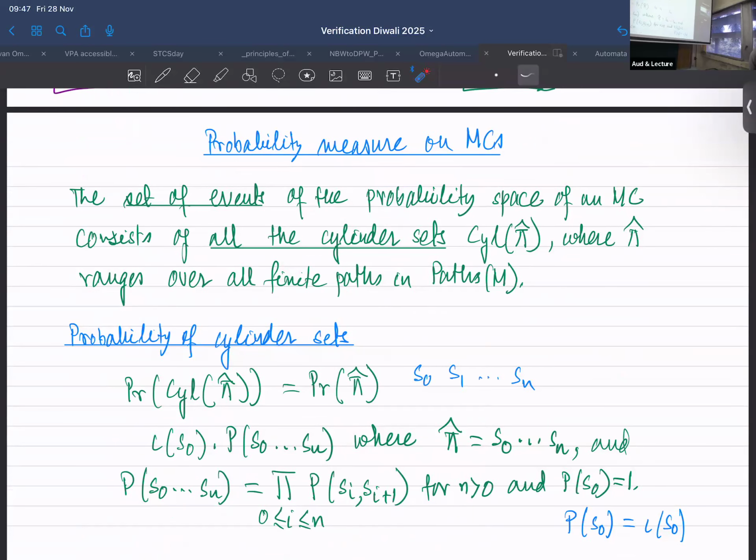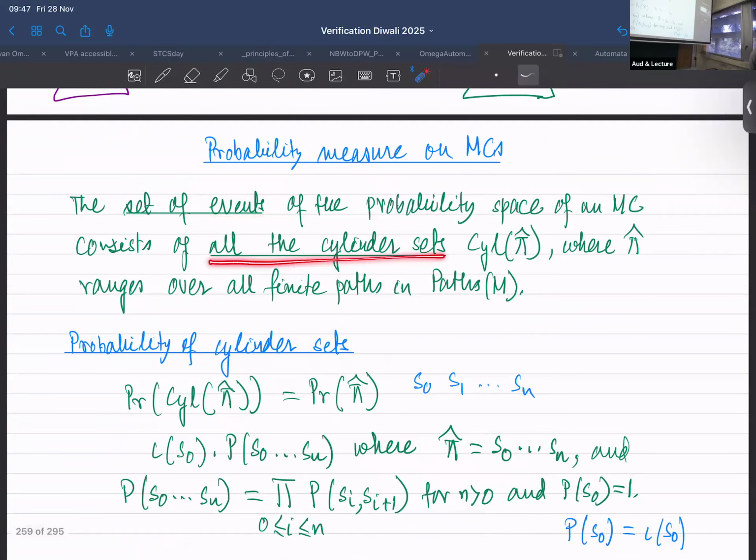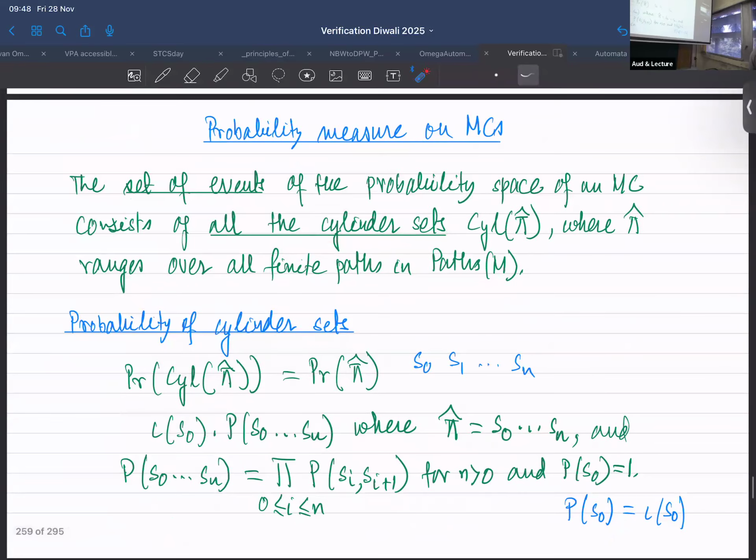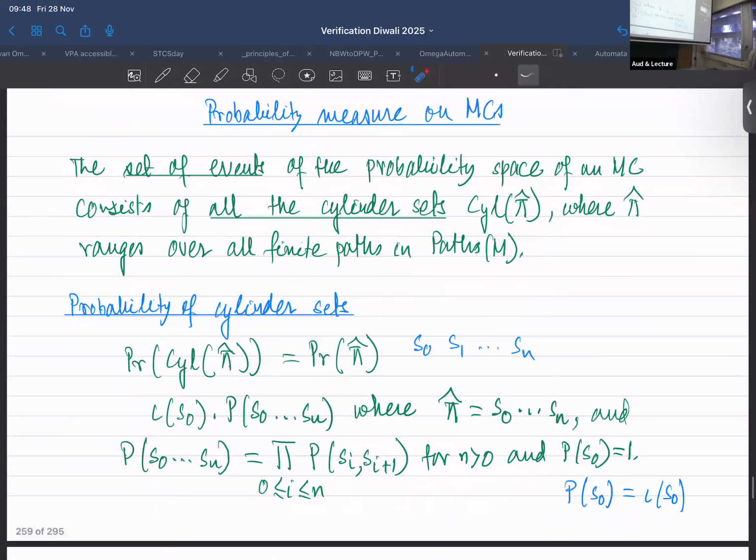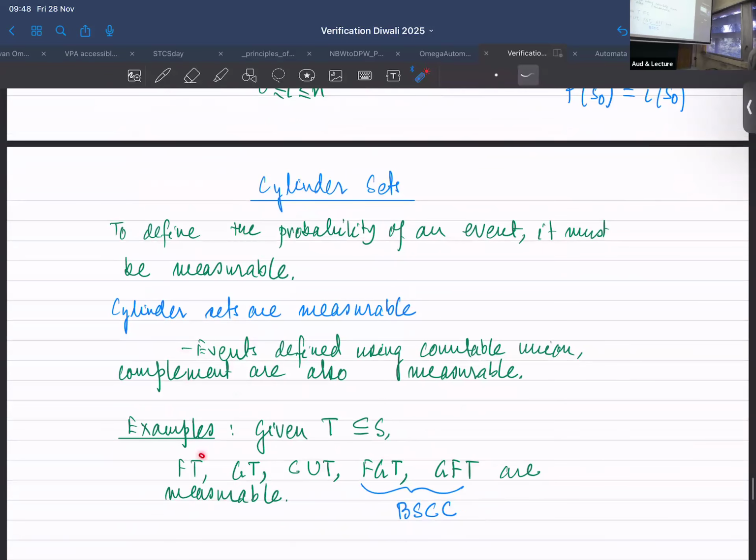For example, the set of events here consists of all the cylinder sets, where pi hat is in fact a finite path, and this pi hat ranges over all the finite paths. And then I was talking about this eventually T, and we saw how you get the measure of it. But then you can also try to see how you can prove that these events are measurable.